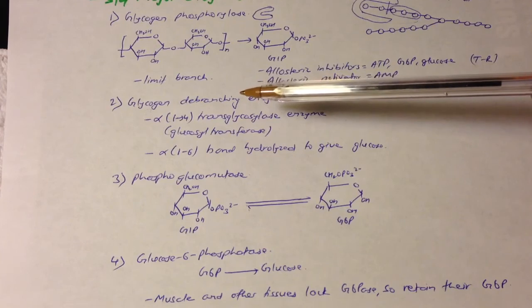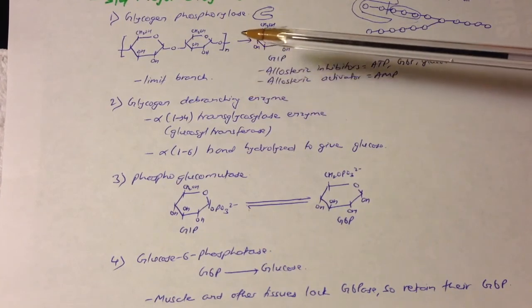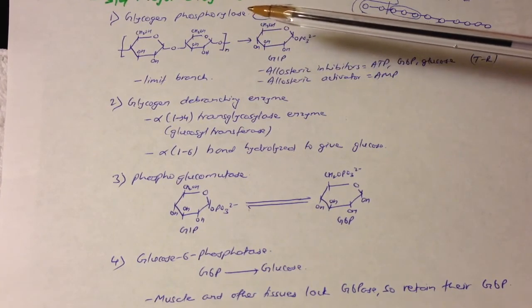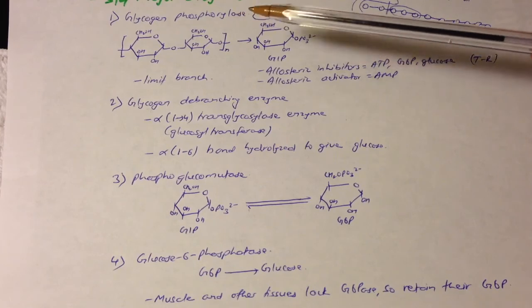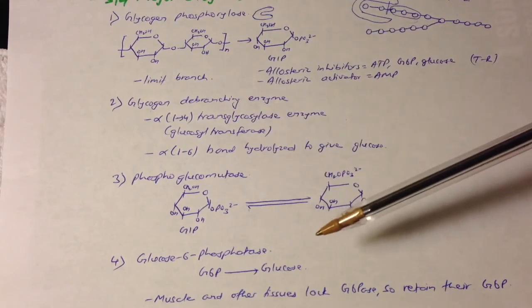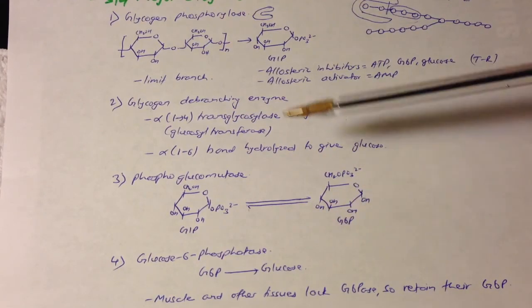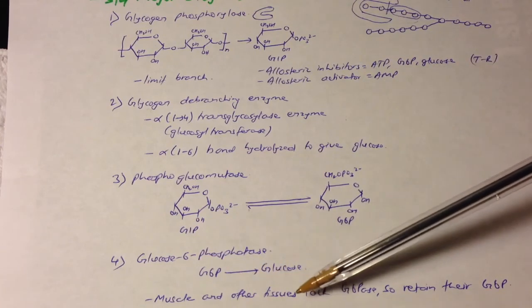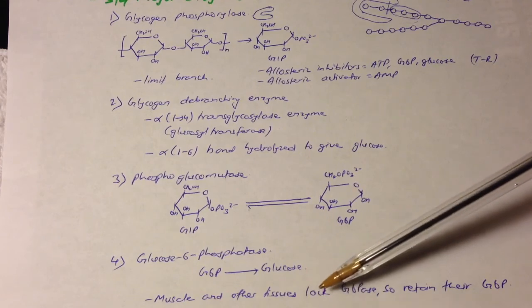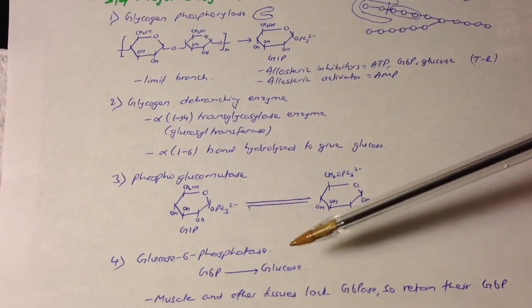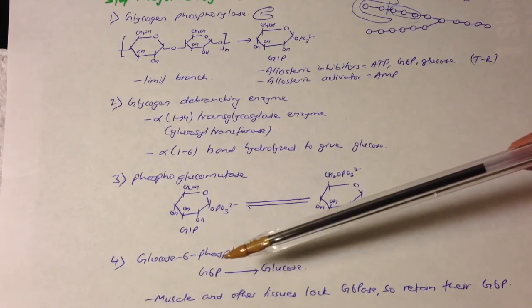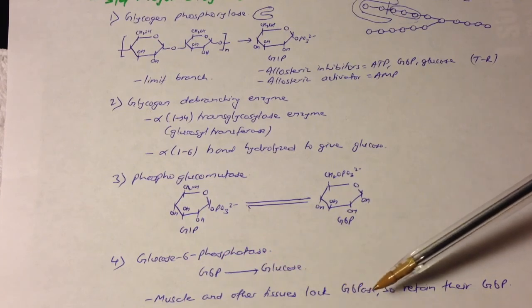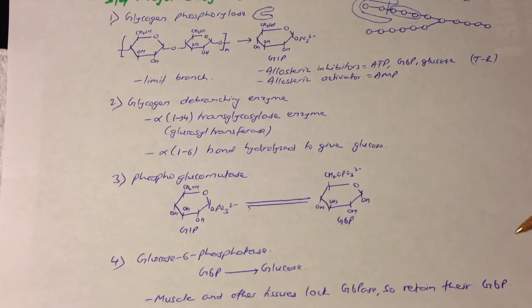At the top I said that this process includes 3 or 4 enzymes. If someone says that it includes 3 enzymes, they're talking about enzyme 1, 2, and 3. But if someone says it includes 4 enzymes, they're talking about all 4 enzymes. And muscle and other tissues other than liver lack glucose 6-phosphatase, so they can't convert glucose 6-phosphate to glucose, so they have to retain their glucose 6-phosphate.